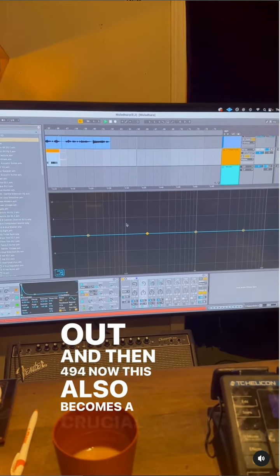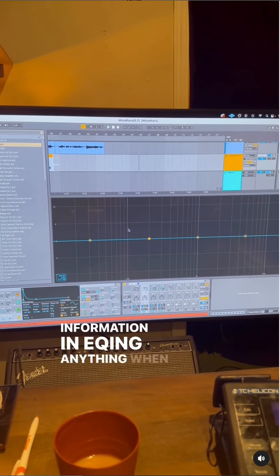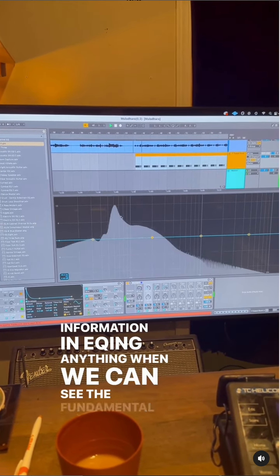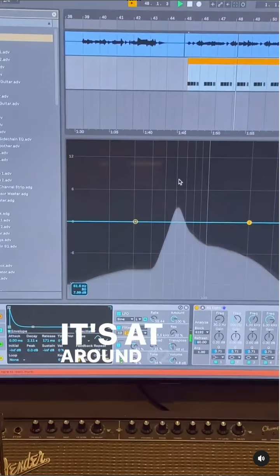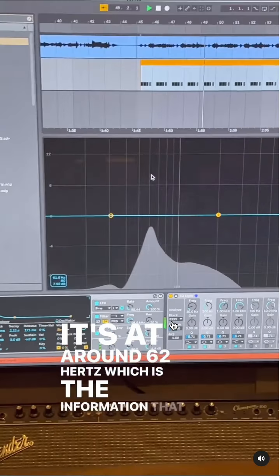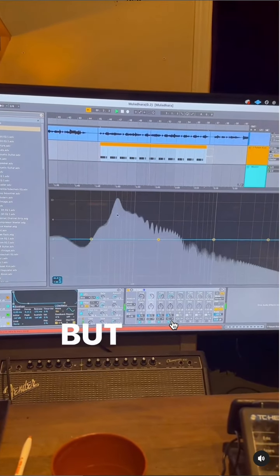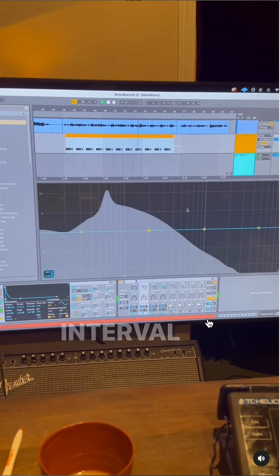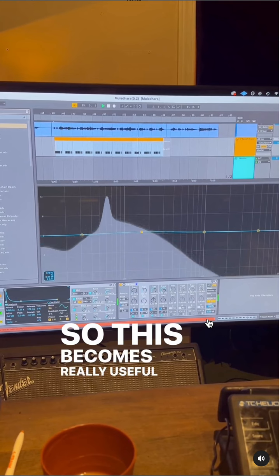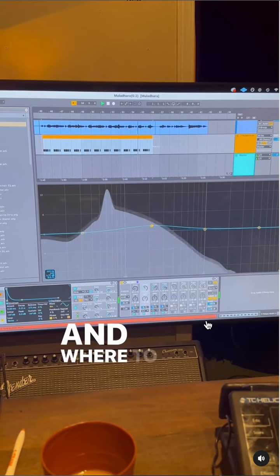Now this also becomes a crucial piece of information in EQing anything. When we can see the fundamental of this kick here, and if we hover our mouse over the fundamental, it's at around 62 hertz, which is the information that we got from that map earlier. But we'll also know all of the upper octaves and exactly what interval they're occurring at, so this becomes really useful information for where to boost and where to cut.